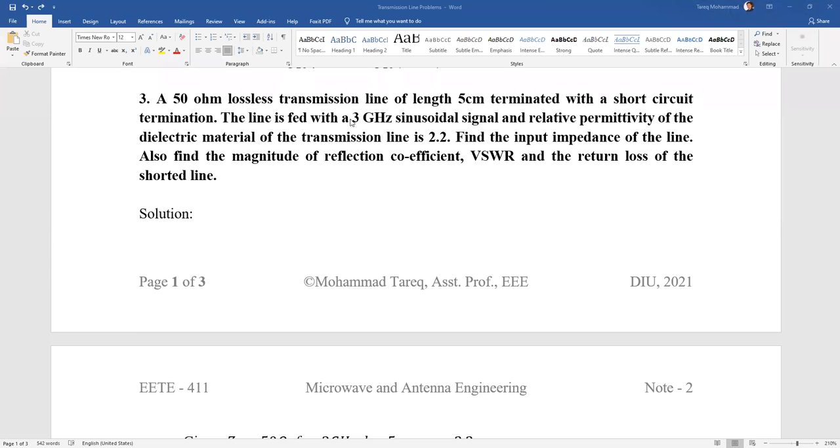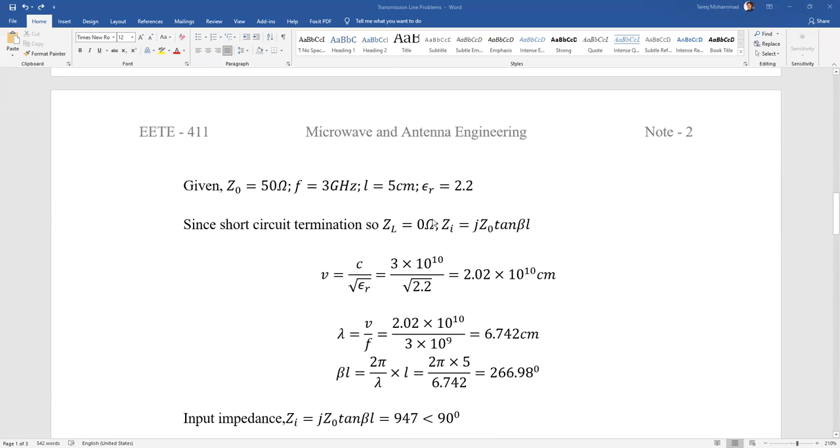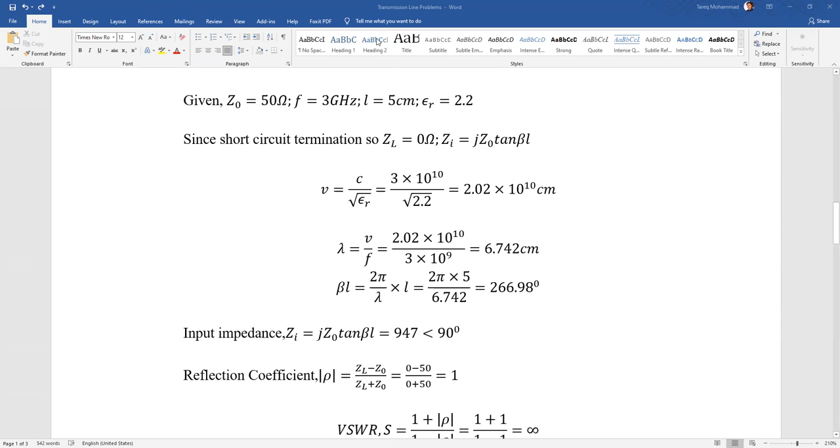See, a 50 ohm lossless transmission line of length 5 cm is terminated with a short circuit termination. The line is fed with a 3 GHz sinusoidal signal, and the relative permittivity of the dielectric material of the transmission line is 2.2. Find the input impedance. Okay, so here let's draw the signal and let's talk about the main thing.